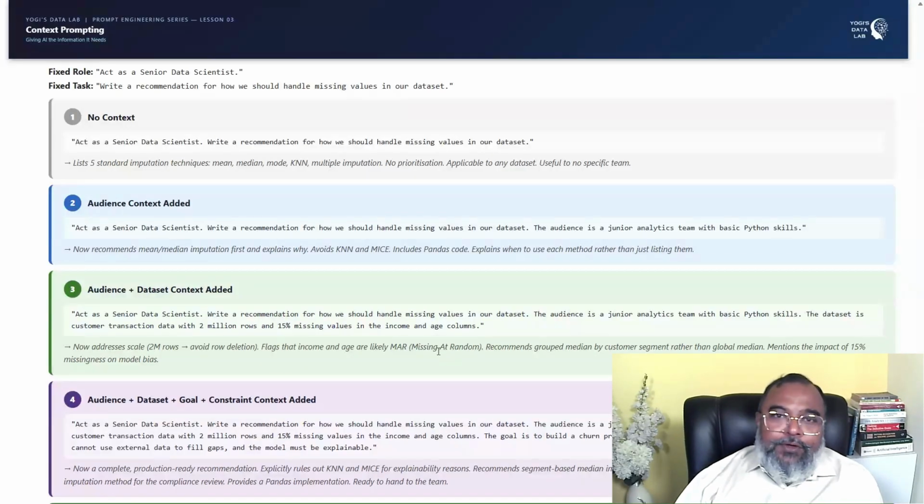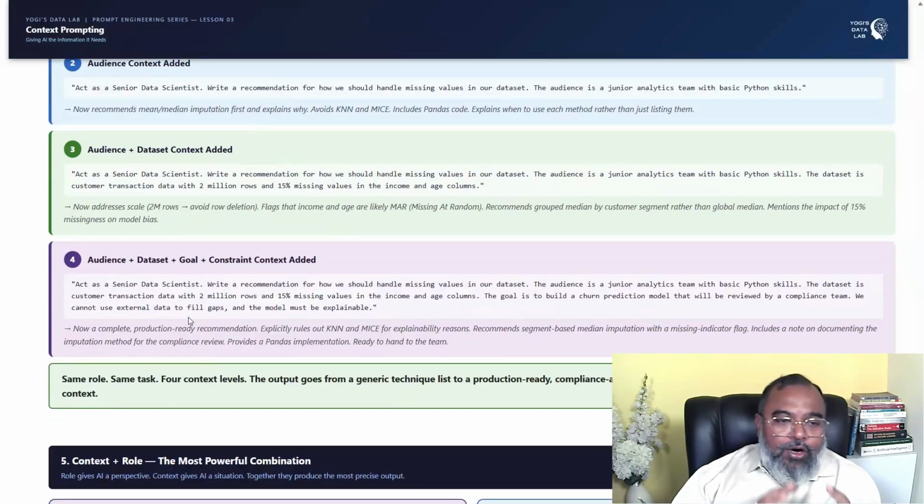Now, what is MAR? When you talk about missing values, basically they are classified into three types: MCAR, MAR, and MNAR. This is one of them. I have talked about it in my other videos on machine learning, so for now I'll not dive deep into what MAR is. It is just a method of understanding how the missing value is classified, and based on that classification, we decide how the missing value should be handled. Now, since it is MAR, it recommends grouped median by customer segment rather than the global median, and mentions the impact of 15% missingness on the model. That is again trying to understand the data set and the audience together.